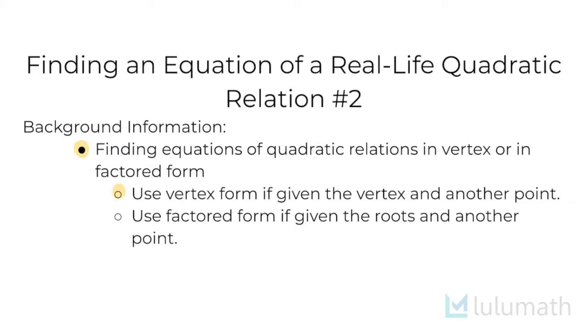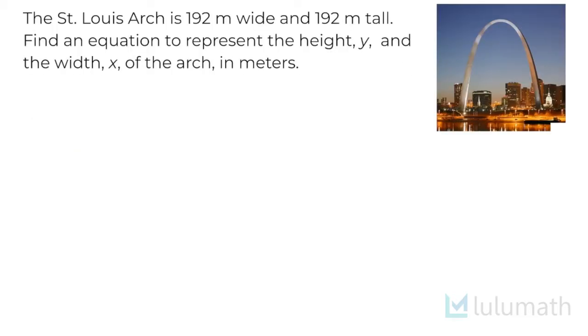So we use vertex form if given the vertex and another point, and we use factored form if given the roots and another point. So in this question, we're told that the St. Louis Arch is 192 meters wide and 192 meters tall. We want to find an equation to represent the height y and the width x of the arch in meters.